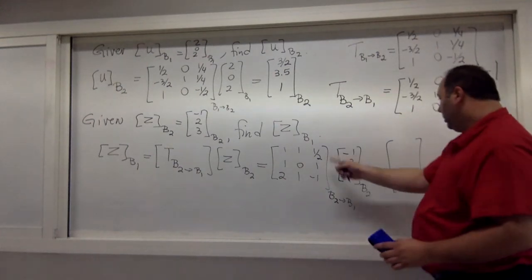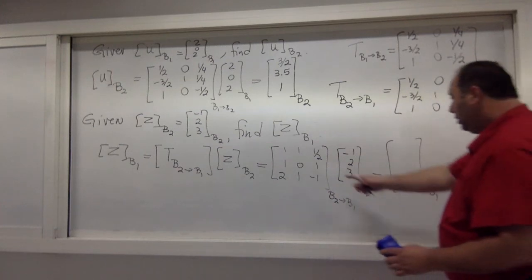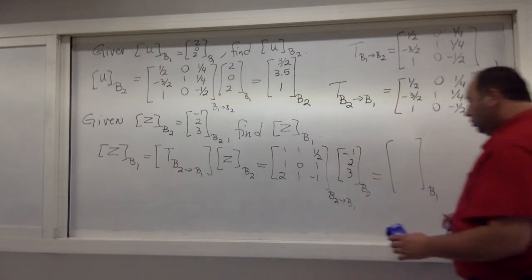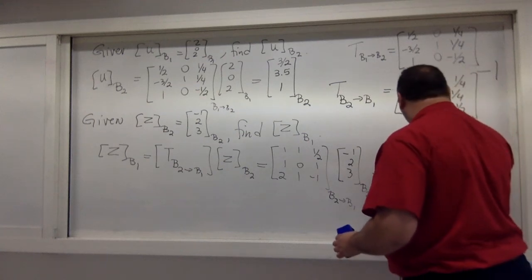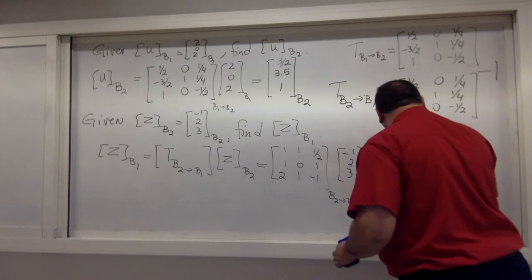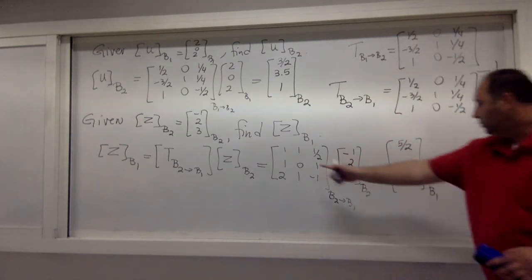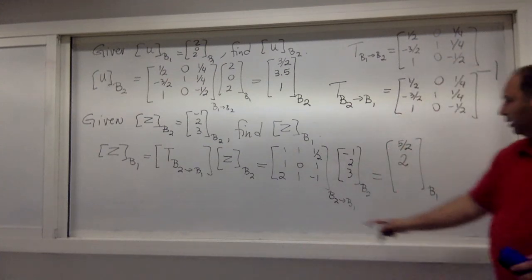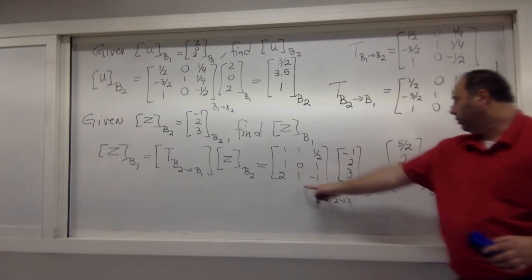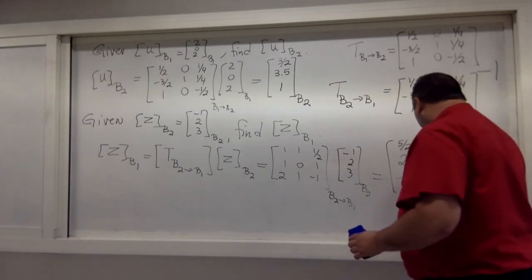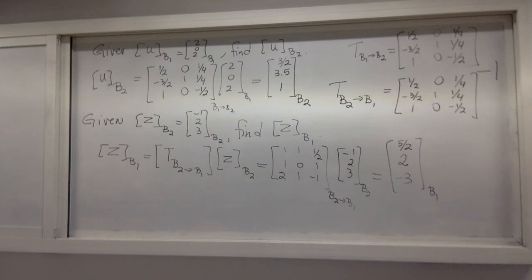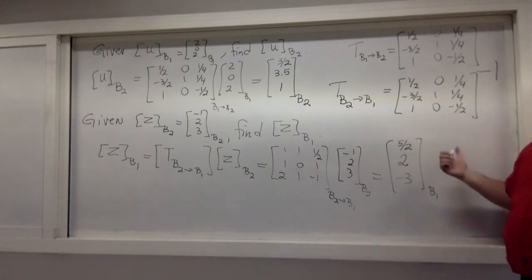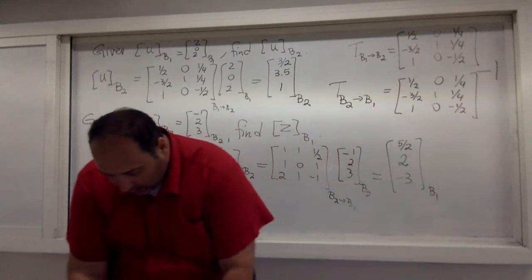So let's do it. -1 plus 2 is +1, and +3/2, so that's 1 plus 3/2, which is 5/2. And then this is -1 plus 0 plus 3, so that's +2. And then the last one, -2 plus 2, that's 0, -3. So these are the coordinates of our guy in basis B1. Now, knowing that basis B1 was the canonical basis, I also know who Z is. Z is just this guy.